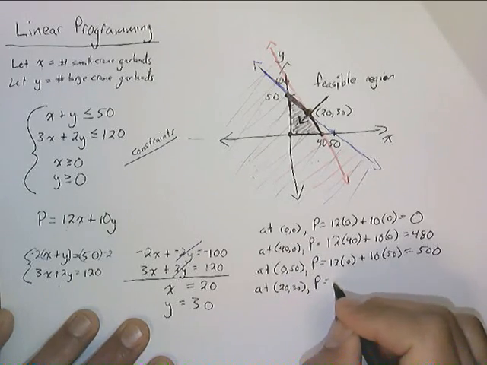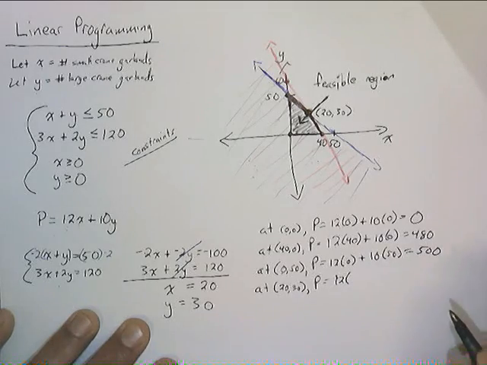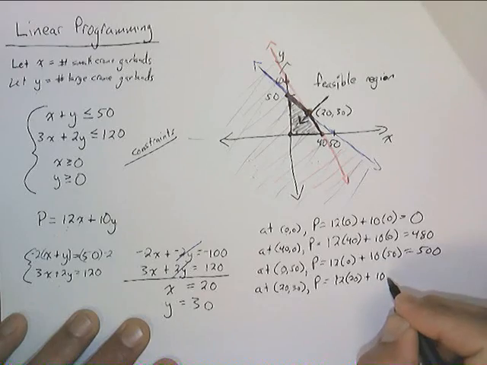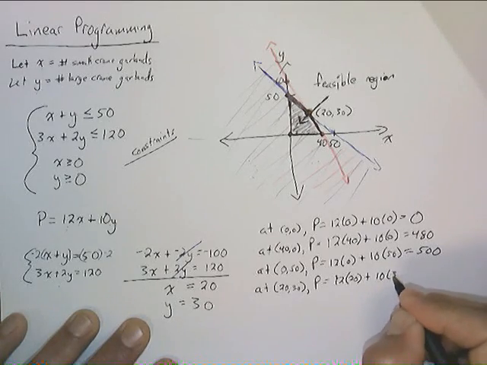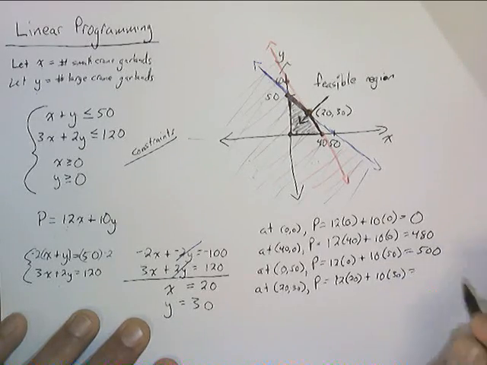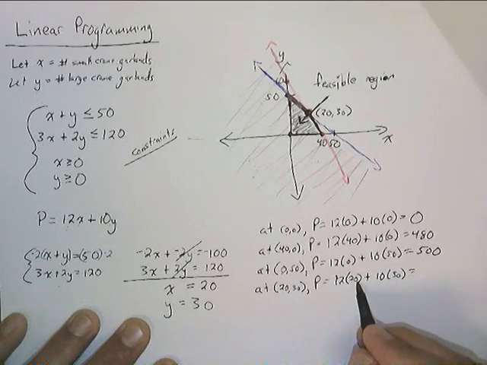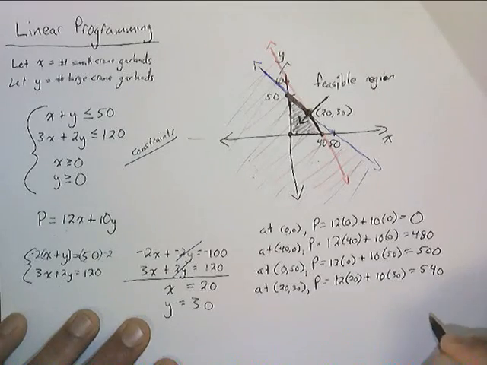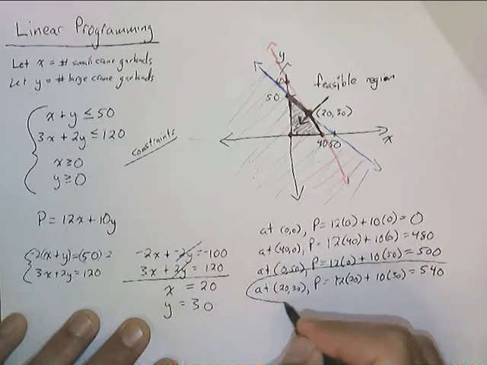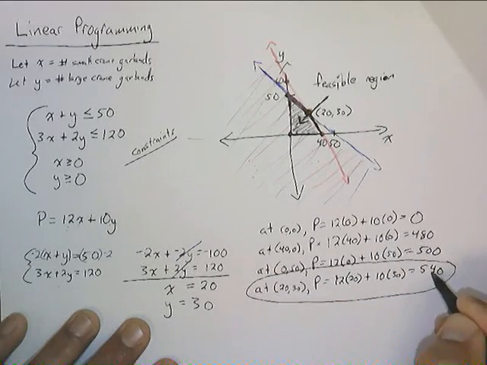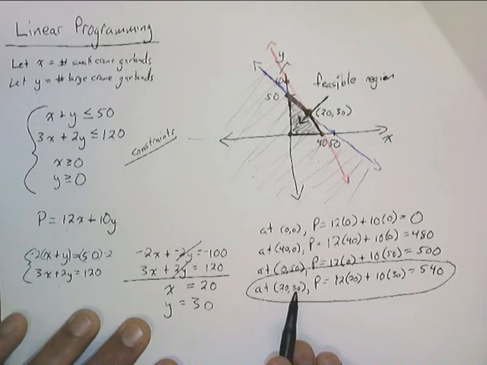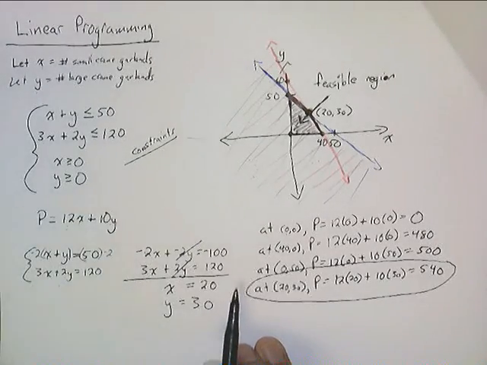Here our profit is going to be $12 per small crane garland times the 20 small crane garlands plus $10 per large crane garland times the 30 large crane garlands, which is, let's see here, 12 times 20 is 240 plus 10 times 30 is 300. That'd be $540. So of these 4 points, here's where we get the most profit, $540, if we make 20 small crane garlands and 30 large crane garlands.